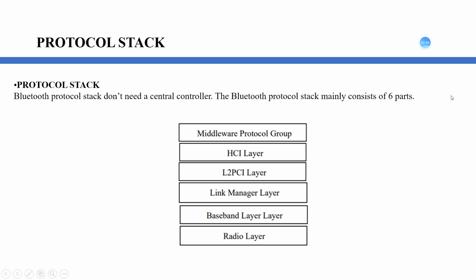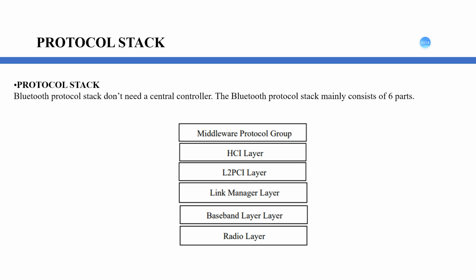Bluetooth contains several protocol layers to achieve its function. Unlike the traditional OSI 7-layer model, the Bluetooth protocol stack doesn't need a central controller. The Bluetooth protocol stack mainly consists of 6 parts. The lowest layer is the radio layer. It defines RF characteristics and uses FHSS to reduce interference.